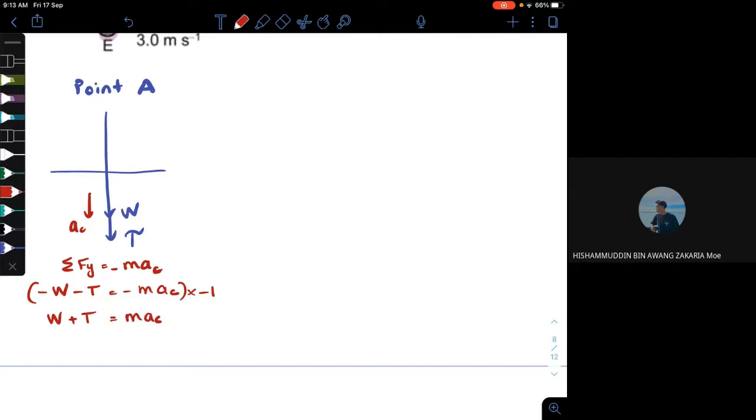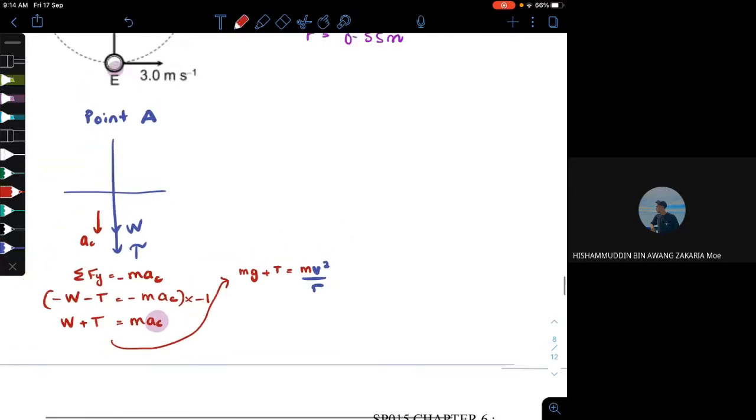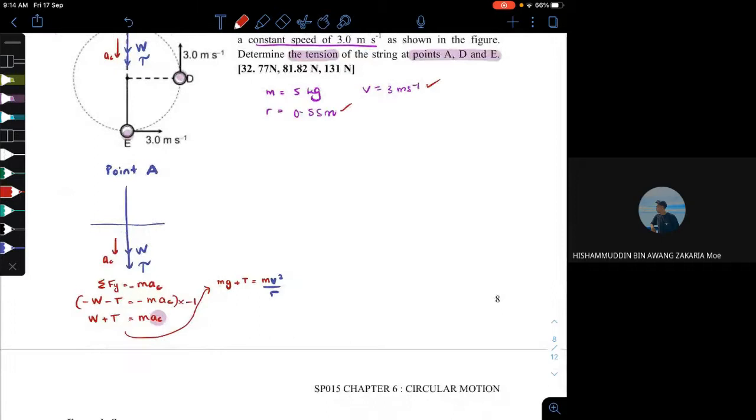Okay. And then kita bawa kat sini. And then I know that weight is mg. Kan? mg campur T sama dengan M. And then Miss tahu AC formula dia adalah V square over R. Okay. Sebab dia kasihkan nilai V dengan R kita. So Miss boleh masukkan lah.